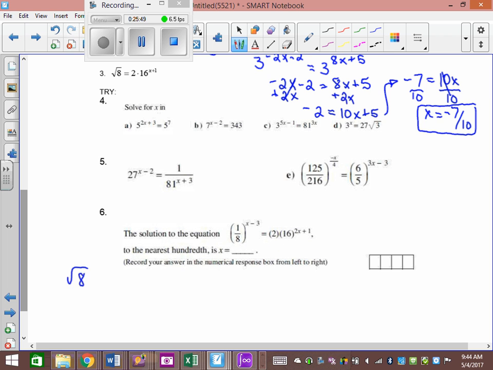Root 8 equals 2 times 16 to the x plus 1. Everyone notices that they can change these all to be base 2. They're just like, oh crap, what is the root 8? Why is it there? And why are they trying to ruin my life? That's what you're thinking. Remember from grade 10, we changed radicals to exponential and exponential to radicals. It was a whole lesson on it. Then you did mixed radicals, you did entire radicals, you did all those things in grade 10.